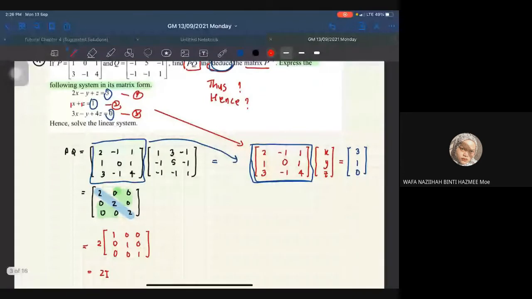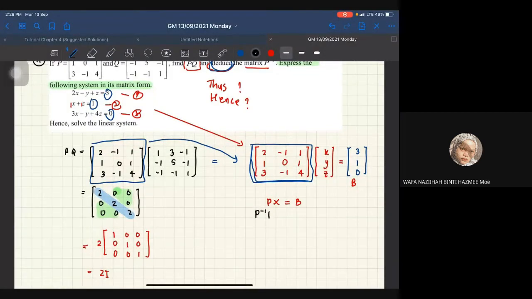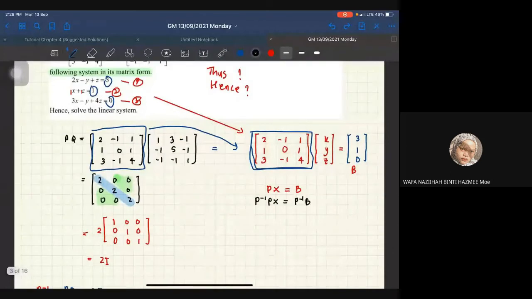So now we want to find X, because the question says solve. When the question says solve, it wants us to find the value of X, Y and Z. So here we need to find X, because inside X we have X, Y and also Z. We want to leave only X on the left side. The method is the same. We need to remove P, so we multiply by P inverse on both sides. So we get P inverse times PX equals P inverse times B. The P inverse times P gives the identity matrix. So identity matrix times X equals P inverse B, so X equals P inverse of B.